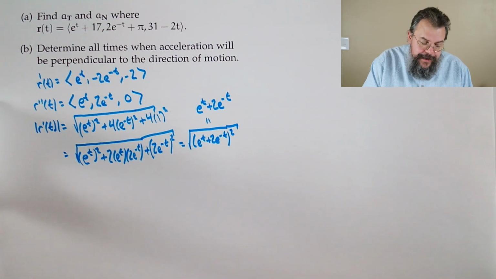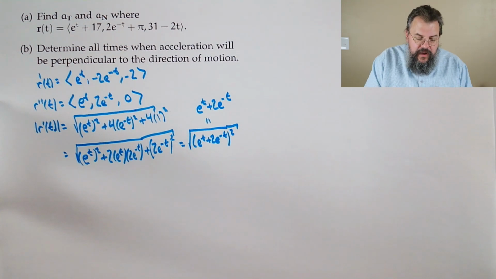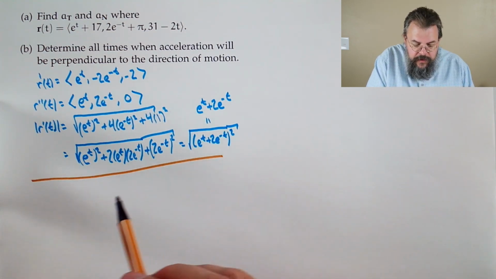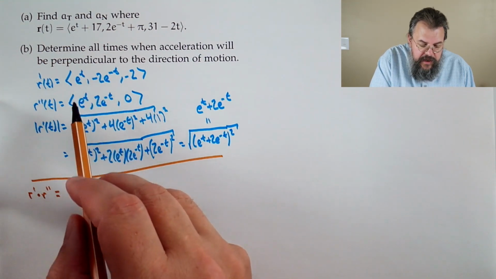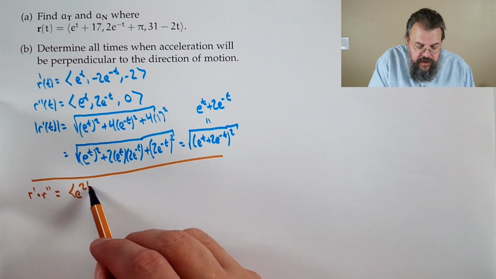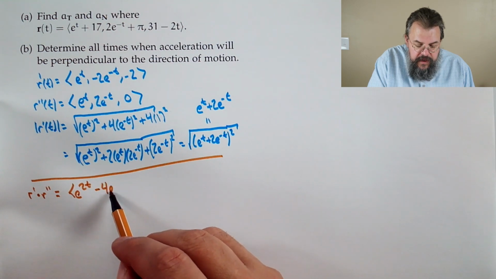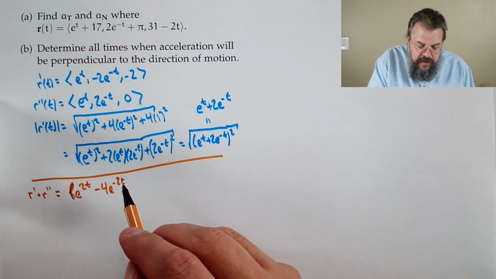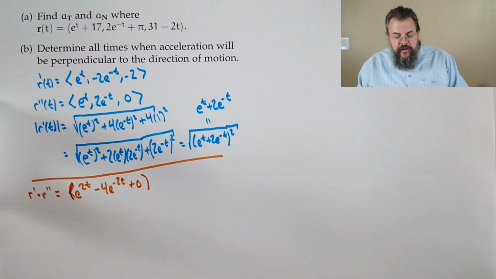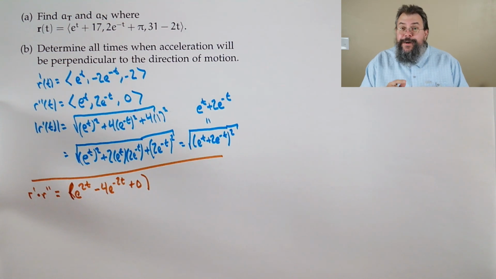Now, here we transition. Let's do our geometric, and let's see where we go. So, do the dot product. r prime dot r double prime. Well, e to the t times e to the t would be e to the 2t. Minus 2e to the minus t times 2e to the minus t would be minus 4 e to the minus 2t. Whoops, that's not a vector. It's a number. We take a dot product and plus 0. Okay, so there we go. That's the dot product. And we're going to come back to this in a few minutes.